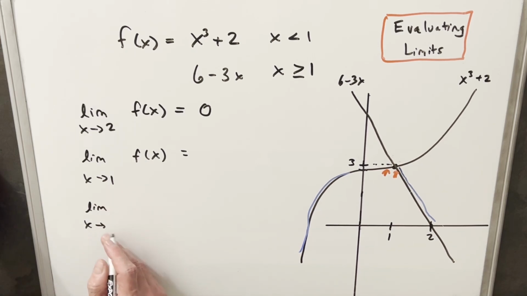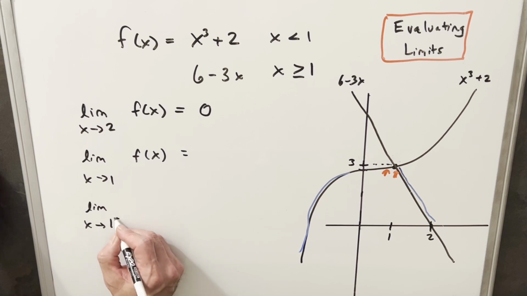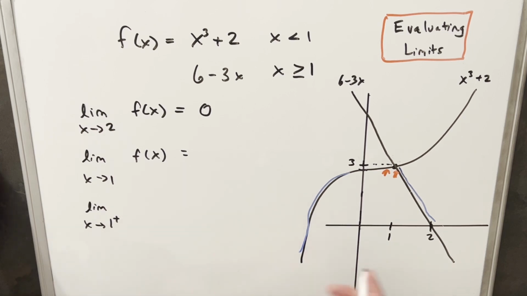We can look at the value of the limit as x goes to 1 plus. That's just the right-hand side of 1, just these values that are greater than 1. So we can look at what that value is. And then we also have to look at the left-hand side, 1 minus. That's just these values over here on the left side, slightly less than 1, like maybe 0.999.